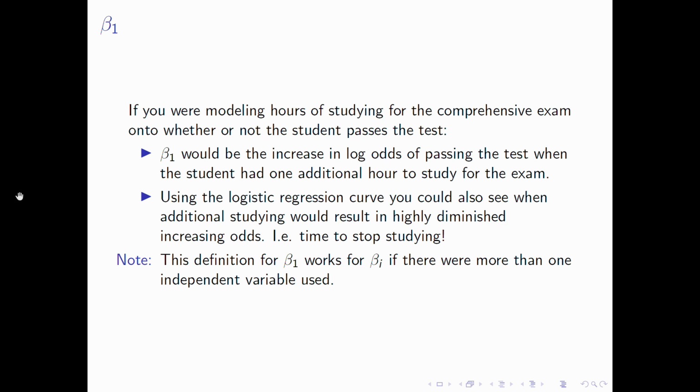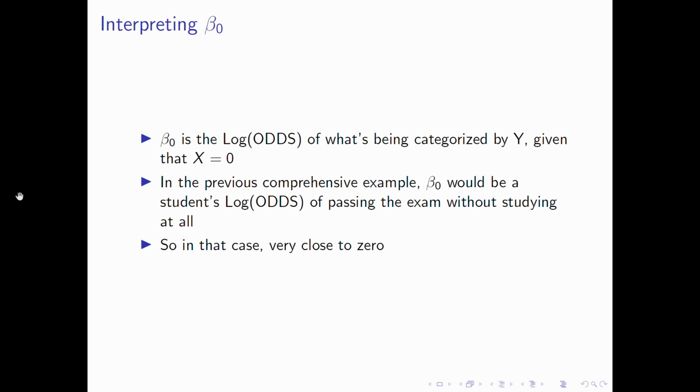And please note that this definition for beta 1 works for beta i, in the sense that if you were doing a multiple model, then your definition for the beta would be the same, in that it's the multiplicative increase as x progresses to x plus 1. Now for beta naught, this is the log odds of what's being categorized by y given that x equals 0. So in the previous example, beta naught would be a student's log odds of passing the exam without studying for it at all, which, as you can imagine, would probably be very close to 0.